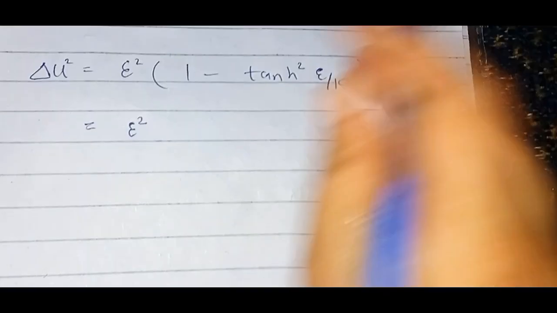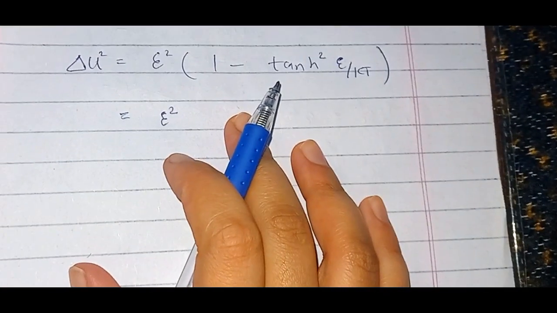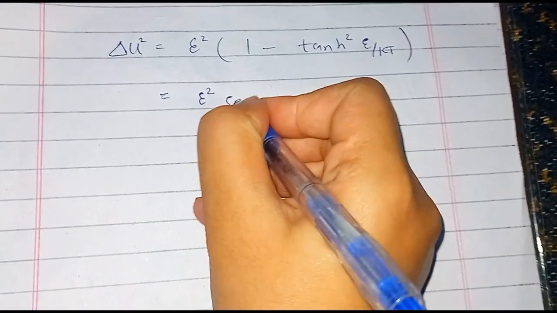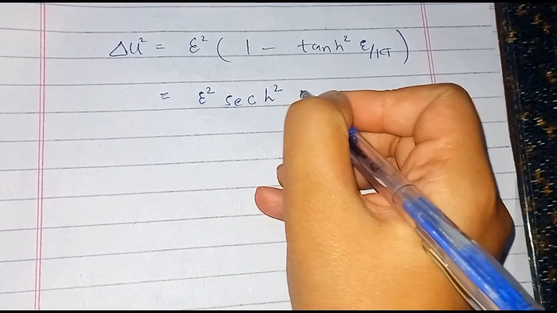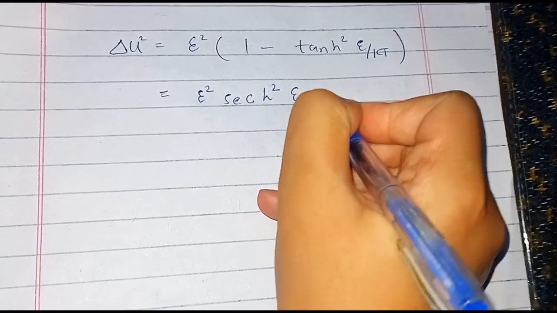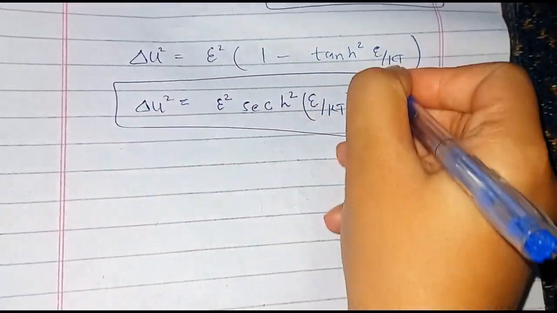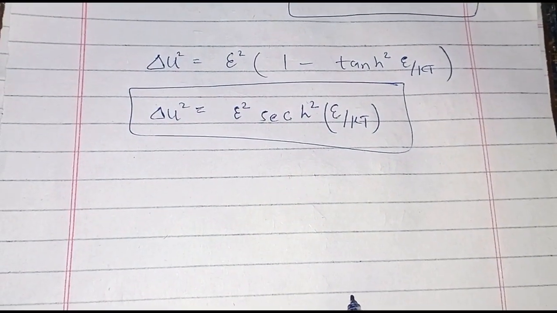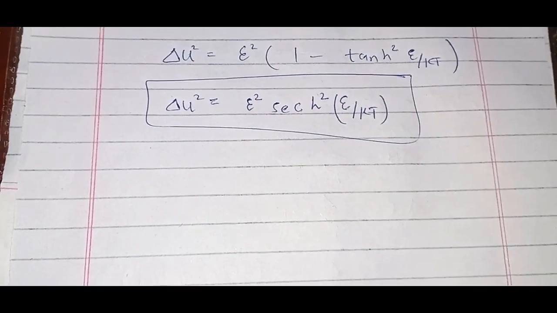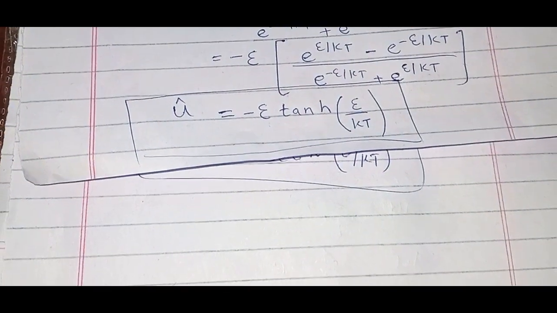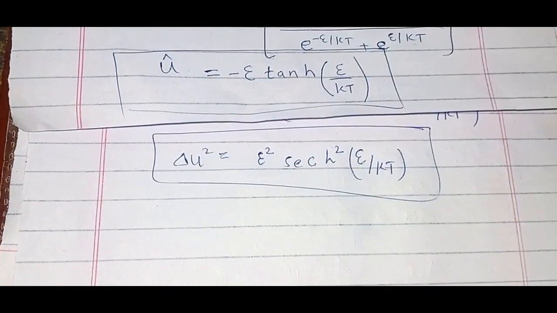Then e square, we call it the hyperbolic trigonometric identities. So e square secant hyperbolic square e by kt, that is delta u square, the standard deviation in energy for a two-level system. Okay, and the average energy was equal to this term. That is it for this problem. I hope you enjoyed it.